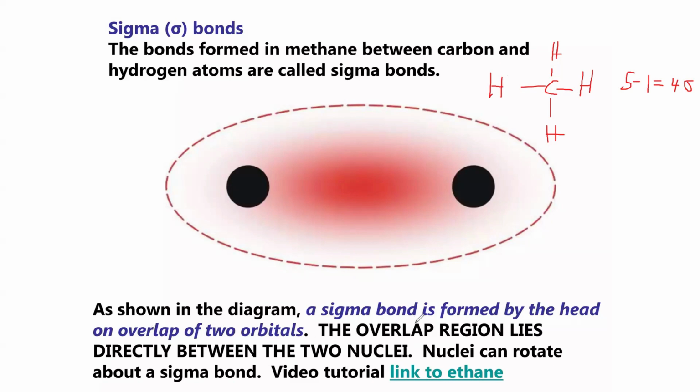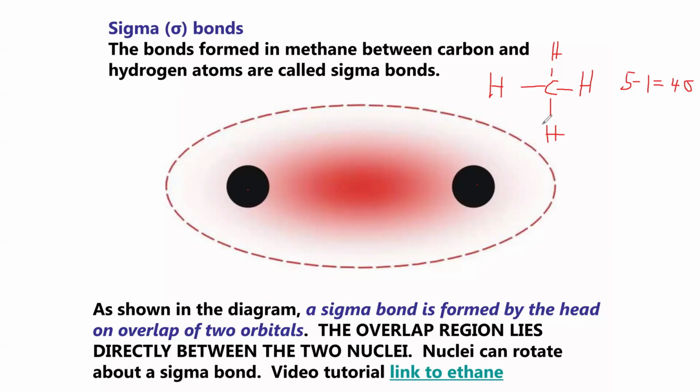As shown in the diagram, a sigma bond is formed by head-on overlap of 2 orbitals. So when you have head-to-head overlap between 2 orbitals, you form what you call a sigma bond. The overlap region lies directly between the 2 nuclei, and the nuclei can rotate about a sigma bond. So this is how a sigma bond is formed, when there is head-to-head overlap between 2 orbitals.